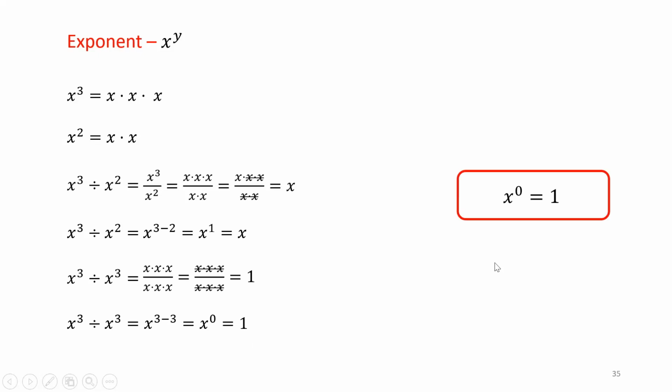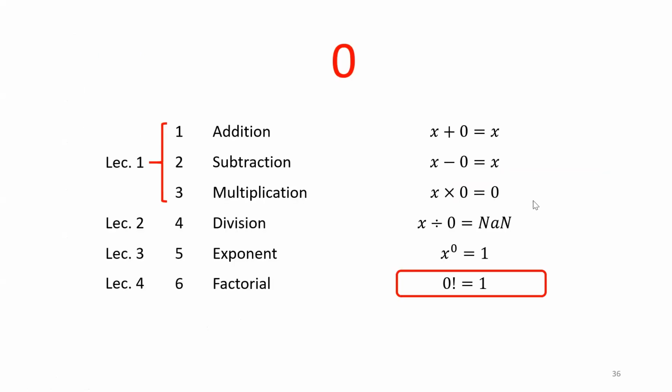So there you have it. Two examples, both explaining two different ways of showing why anything raised to the power 0 is equal to 1. In the first lecture, we did this. In this lecture, we talked about exponents. In the next lecture, we'll talk about why 0 factorial is equal to 1.